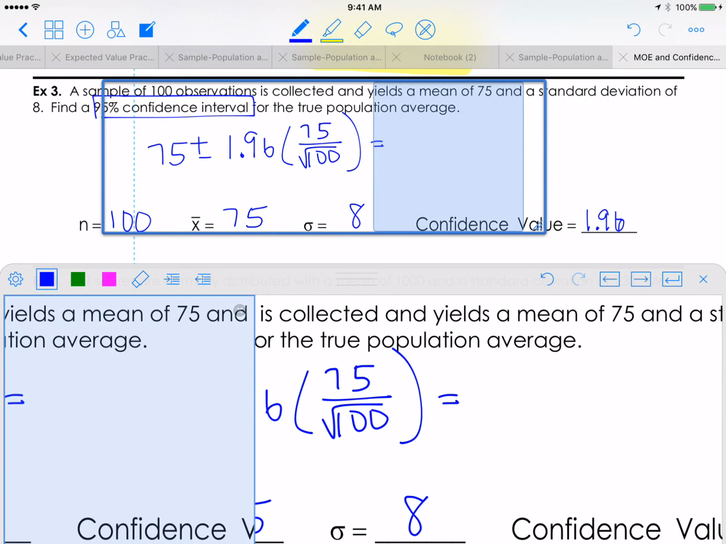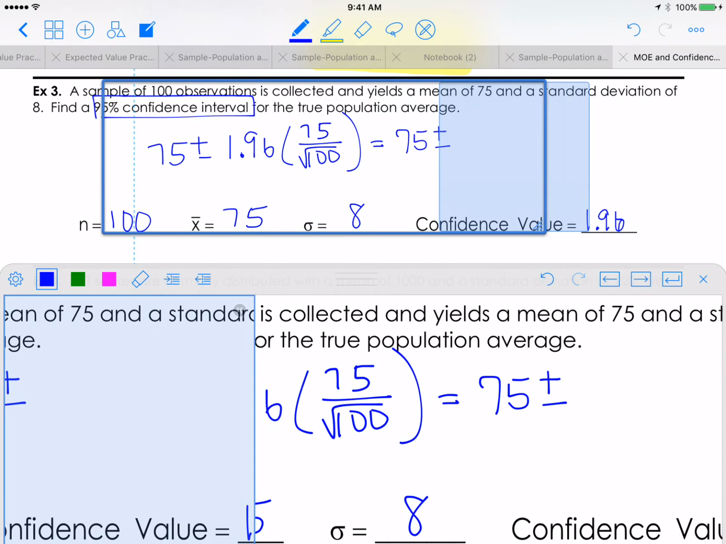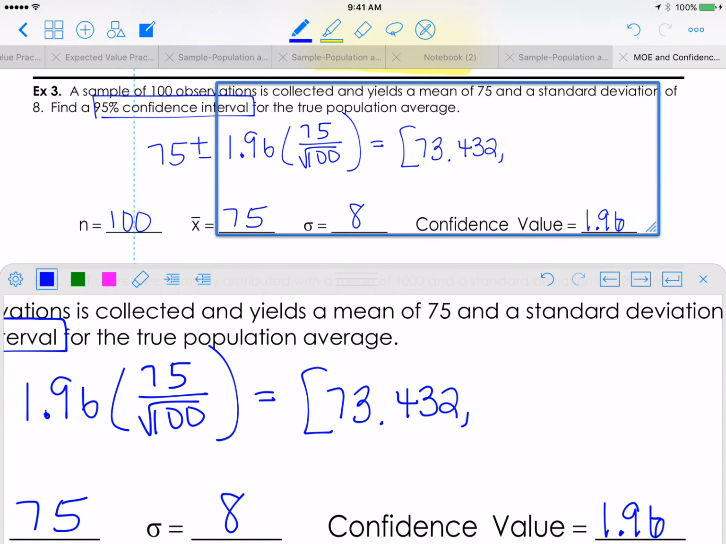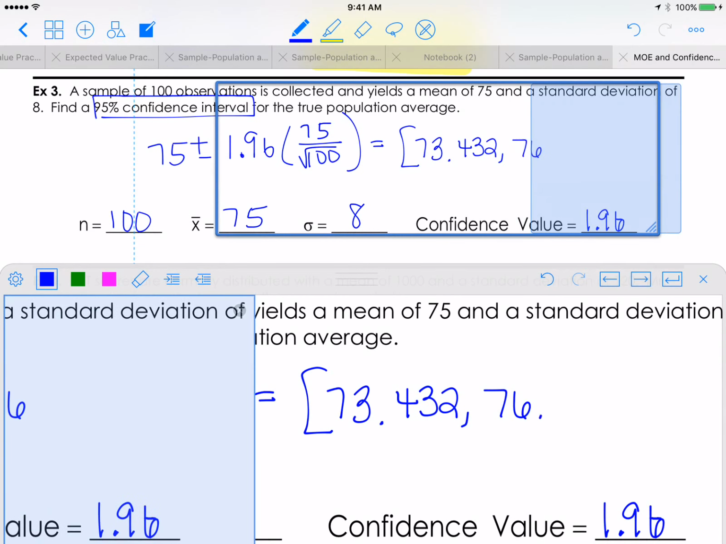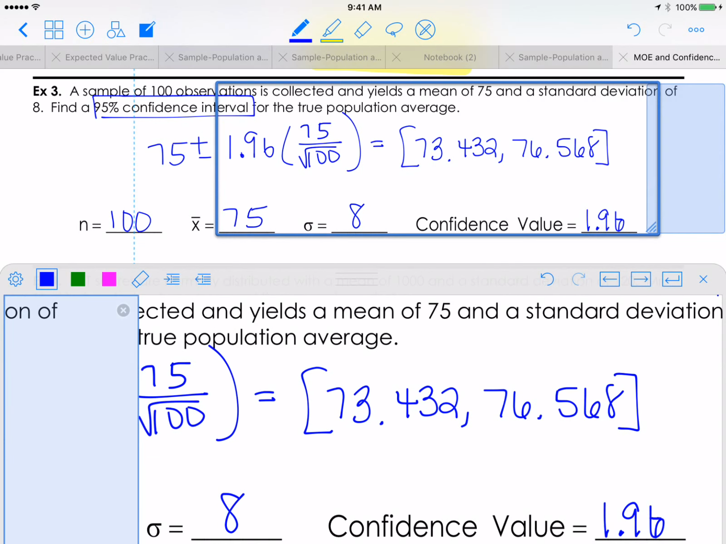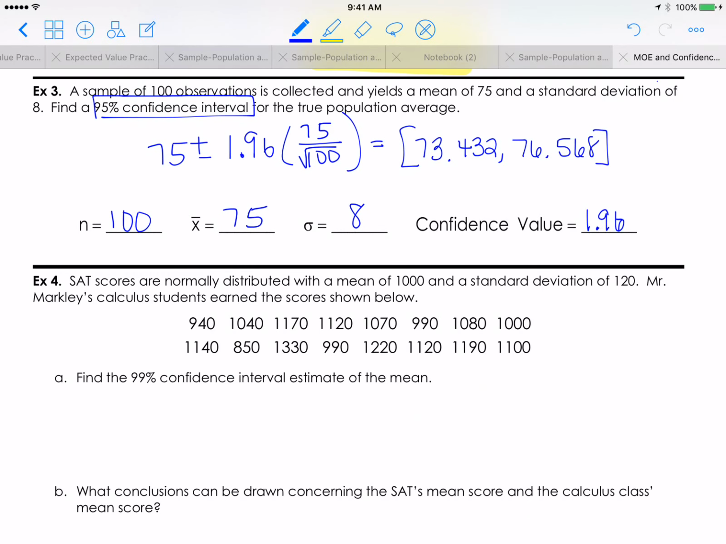Okay, so we get 75 plus or minus. Do that in your calculator. You can do that all in your calculator at one time. I got an interval of 73.432 to 76.568. And we can check our work in our calculators. But that's what I got. Hopefully that is right.